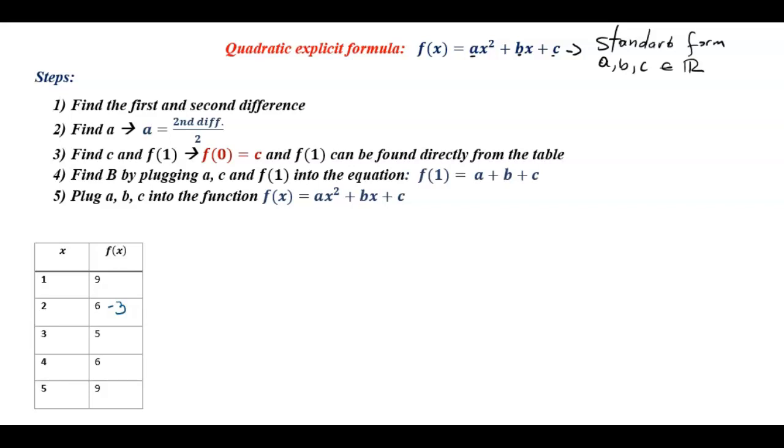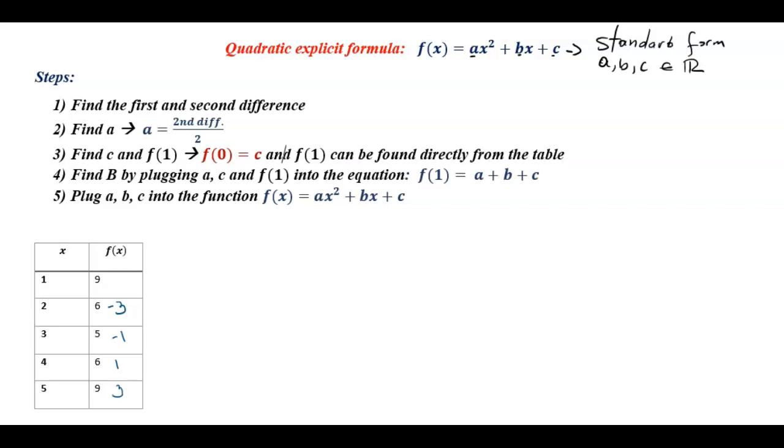And what do I add to 6 to get 5? That's -1. What do I add to 5 to get 6? That's +1. And what do I add to 6 to get 9? That is +3. Now notice the first difference is not common, so therefore we do not have a linear function. So we have to check to see if we have a second difference.